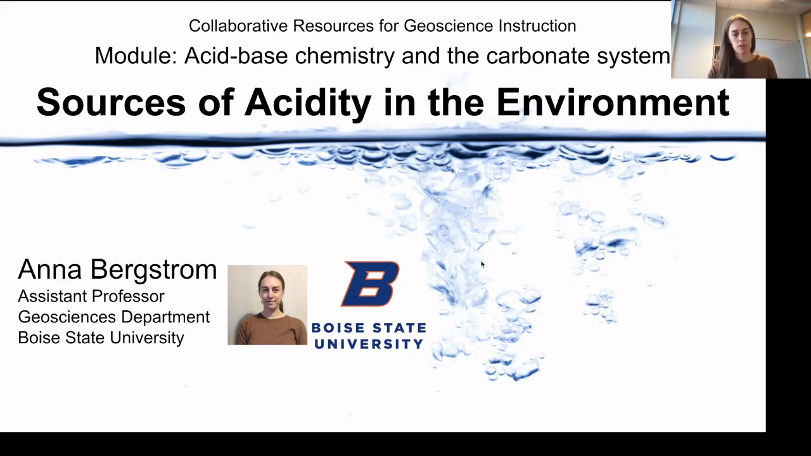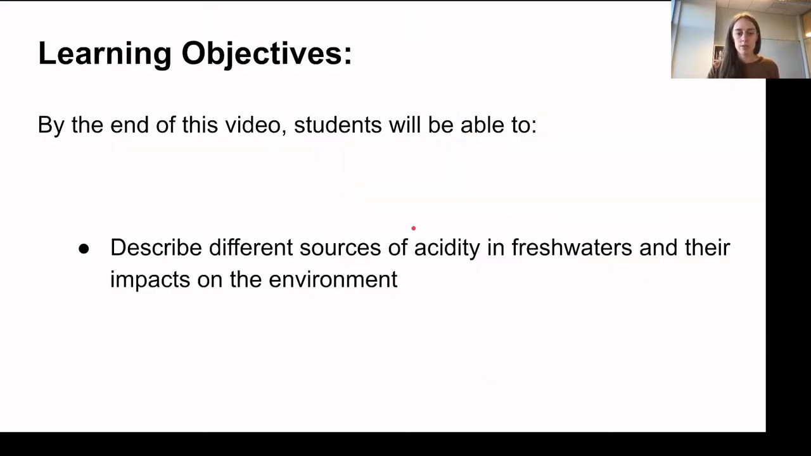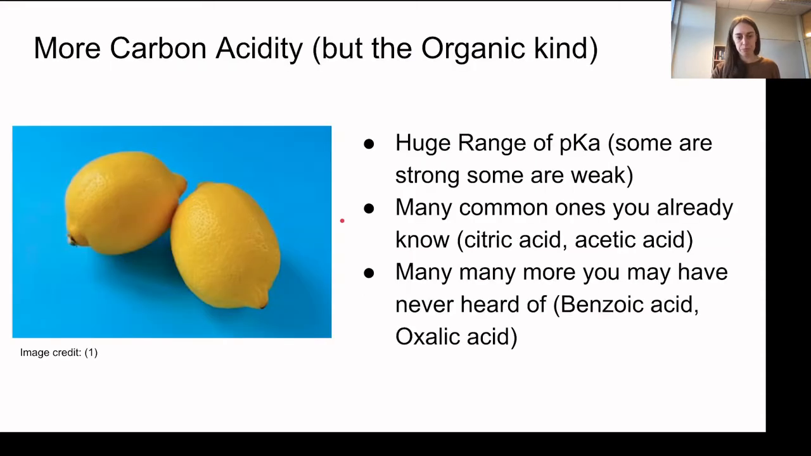So, by the end of this video, you should be able to describe different sources of acidity in freshwaters and how they might impact the environment. So, we're going to talk about acidity from the carbon perspective, but now we're going to talk about the organic kind. Previously, when we were talking about the carbonate system, we were talking about entirely inorganic carbon. Now we're going to think about the organic variety.